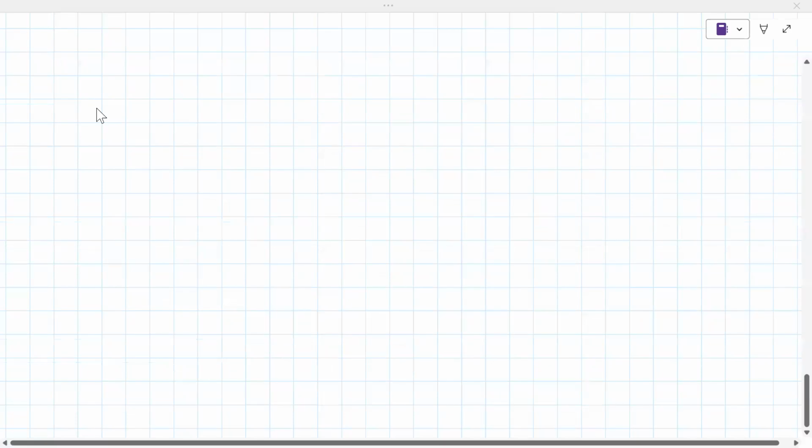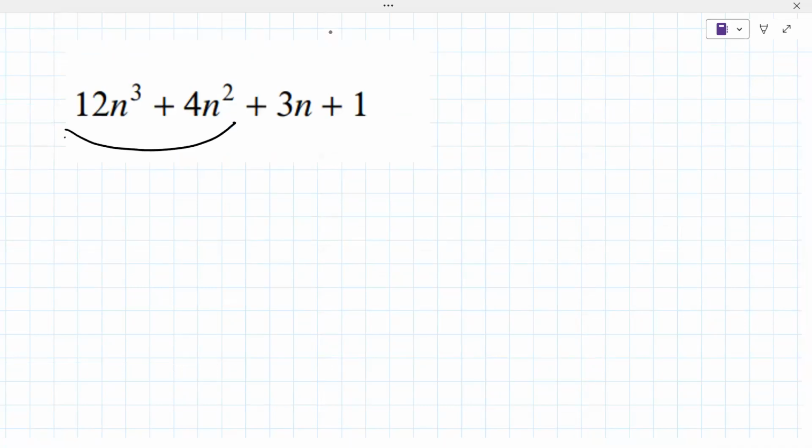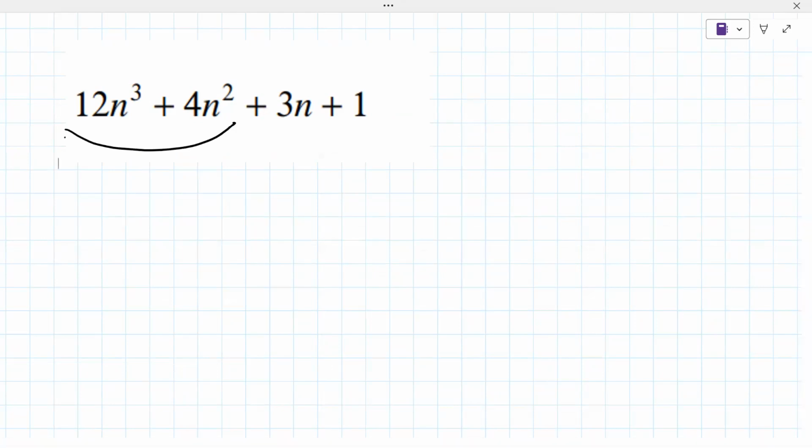All right, so here's another problem for us to look at. Let's look at the first two terms. What's the biggest number that goes into 12 and 4? 2. It's got to go into both. A bigger number. 4. Yeah, 4 is the better number there.